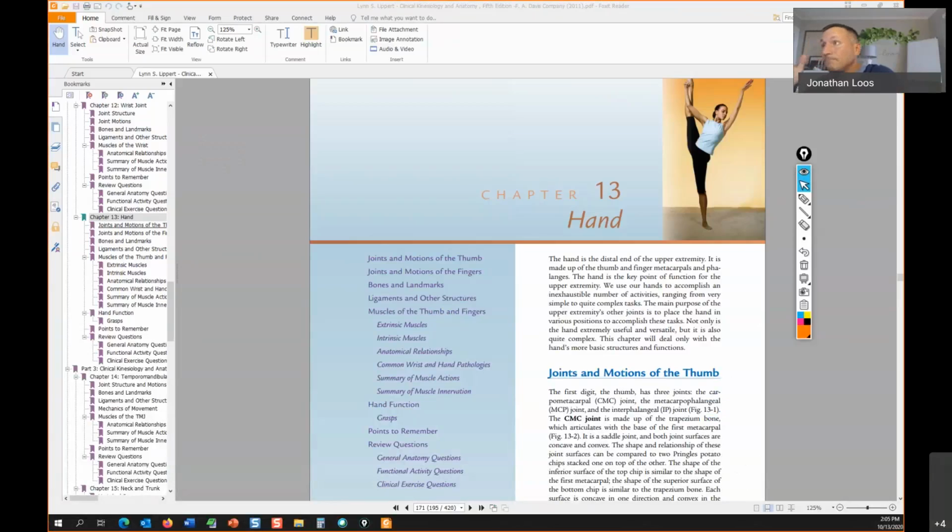So this is the last chapter in the unit, and we're looking at the hand. As we talked about in the last live session, the majority of the muscles of the fingers are actually here in the arm. So you have this delineation between extrinsic muscles and intrinsic muscles.